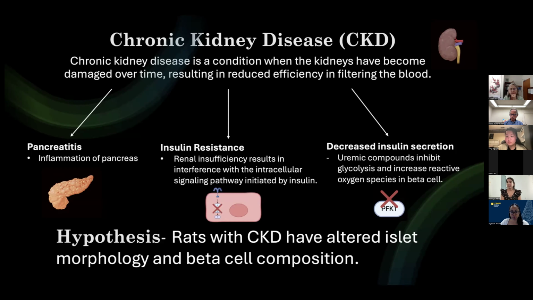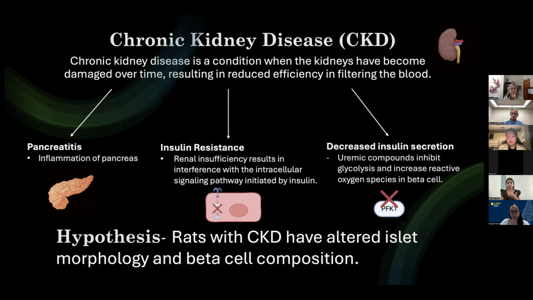For insulin resistance, renal insufficiency results in interference with the intracellular signaling pathway that's initiated by insulin. Thus, it inhibits the pathway, causing insulin resistance. For decreased insulin secretion, these uremic compounds inhibit glycolysis by impacting enzymes such as phosphofructokinase 1, and they increase the reactive oxygen species in beta cells.